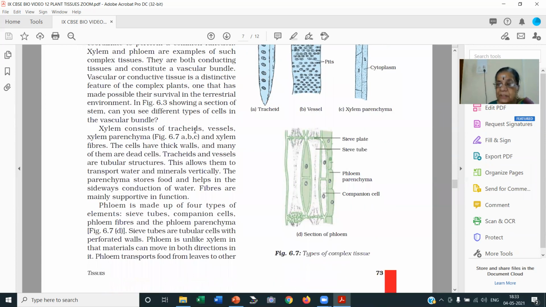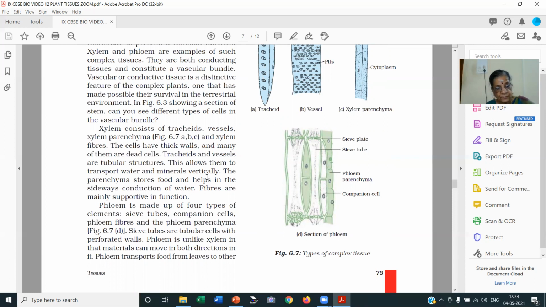Then xylem, we are not just repeating or reading, look at this. Xylem consists of tracheids, vessels, xylem parenchyma, xylem fibers. They have thick walls and many of them are dead cells. Tracheids and vessels are tubular structures. It allows transport of water and minerals vertically upward. Parenchyma stores food and helps the sideway conduction of water. And fibers are mainly supportive in function.